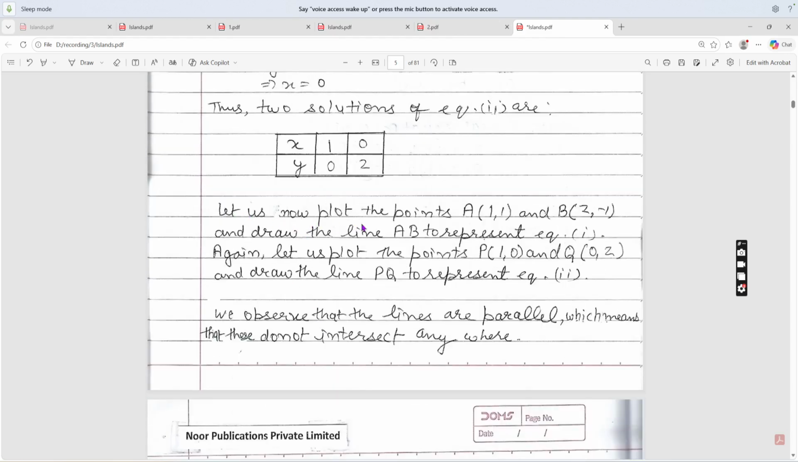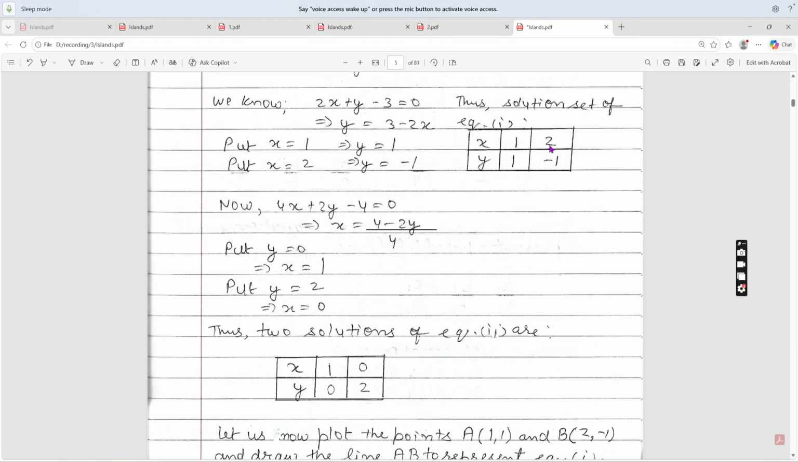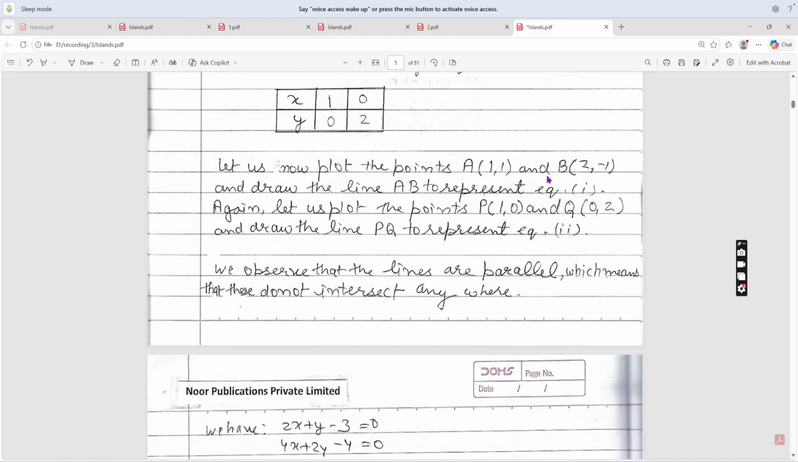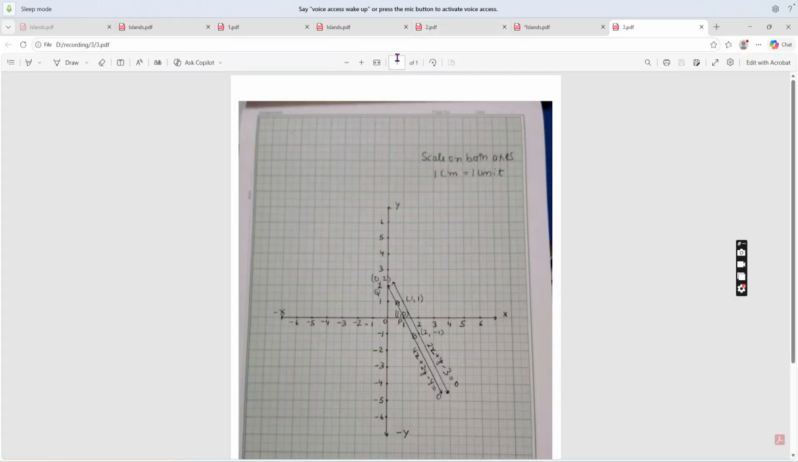Now again we are going to plot this as we were doing in the previous two questions. Let us now plot the points A, which is 1, comma 1, and point B, 2, comma -1. And draw the line AB to represent equation 1. Again, let us plot the points P, which is 1, comma 0, and Q, which is 0, comma 2, and draw the line segment PQ to represent equation 2. We observe that the lines are parallel, which means that these do not intersect anywhere. How? I am going to show it to you. The graph also. Just see. This is the graph.